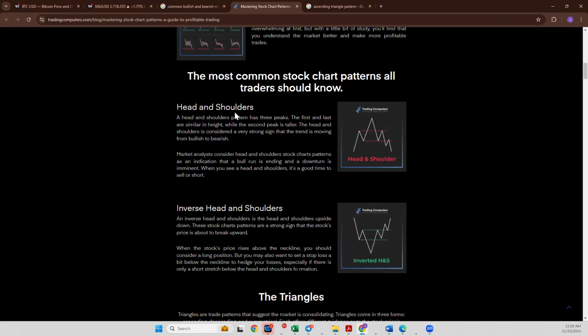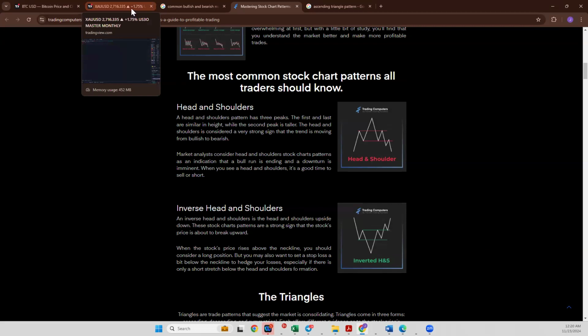So you got bullish and you got bearish chart patterns, right? The first pattern that you probably want to get familiar with is your head and shoulders, and your inverse head and shoulders. So your head and shoulders is going to be a bearish pattern, and your inverse head and shoulders is going to be a bullish pattern. And these patterns, like I said, they appear everywhere.